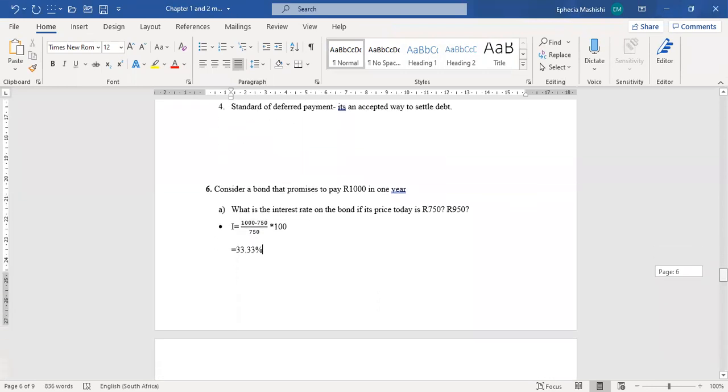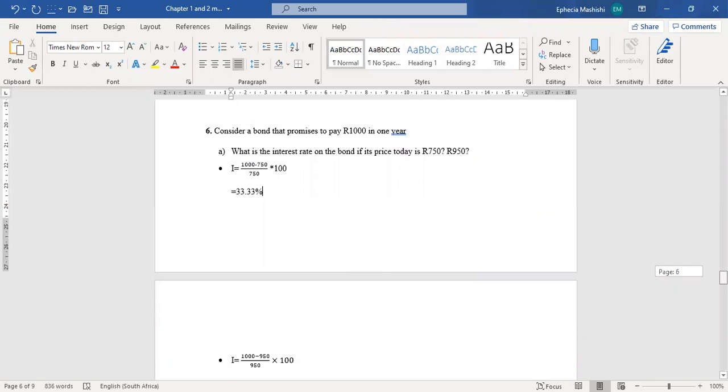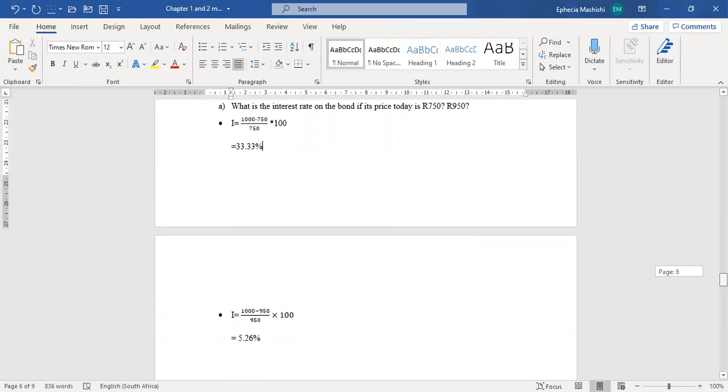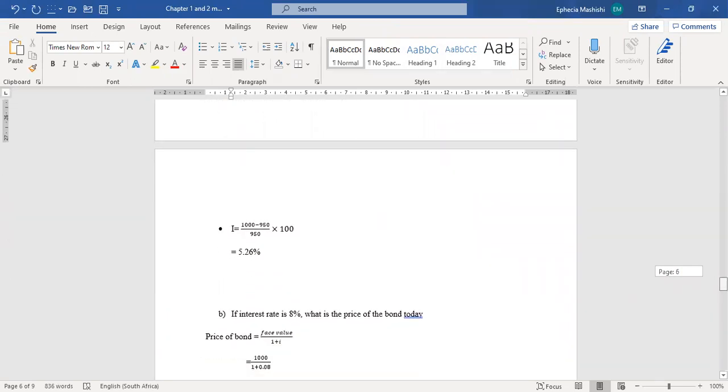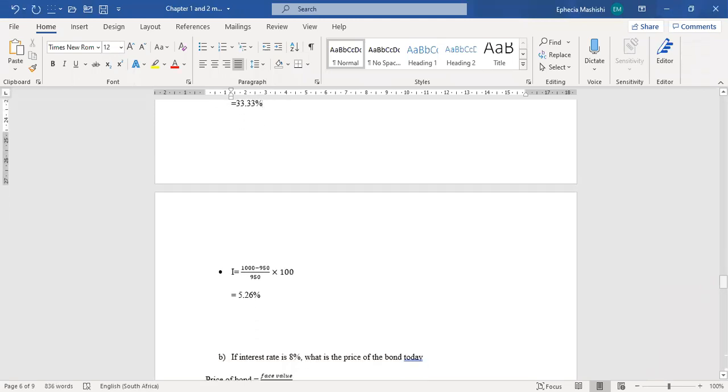And for 950, we do the same. We simply say 1,000 minus 950 over 950 multiplied by 100, and that gives us a solution of 5.26%. Question number B. If the interest rate is 8%, what is the price of the bond today?